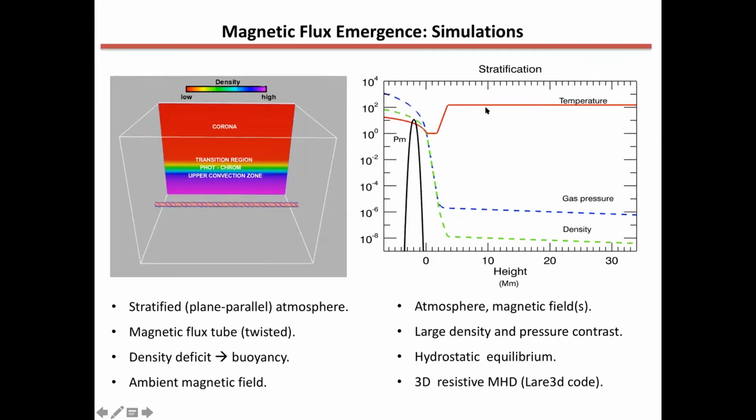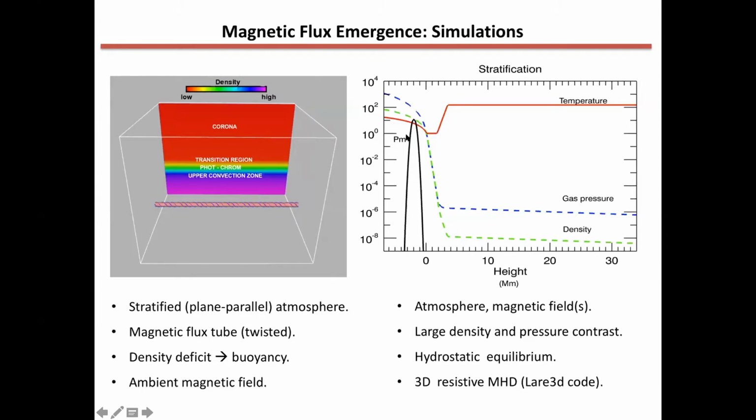If you look at this red line, which is the temperature stratification, you see this is the convection zone, this is the photosphere, this corresponds to the transition region, and this is the corona. These numbers don't tell you anything because this is dimensionless, but the temperature here is about 1 million Kelvin, an average temperature in the corona. So we have basically 5 different layers, including the chromosphere here.